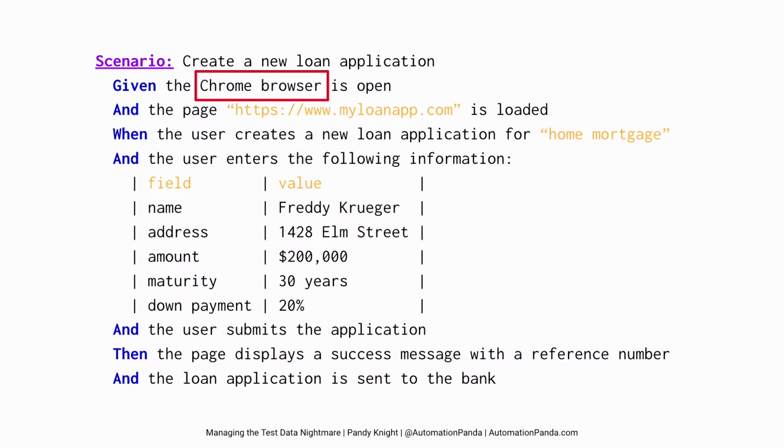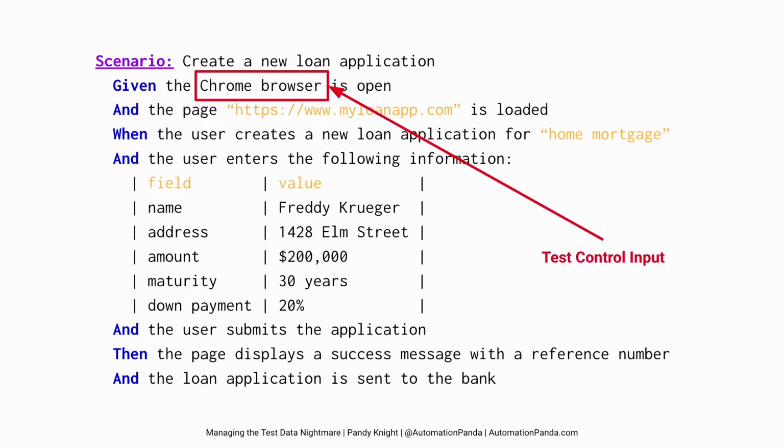First, let's look at the top step. Given the Chrome browser is open. The Chrome browser is test data because it specifies the type of web browser in which to load the web app. This is what we call a test control input. It directs how tests will run rather than specifying feature behavior.